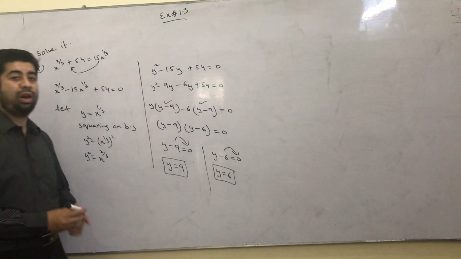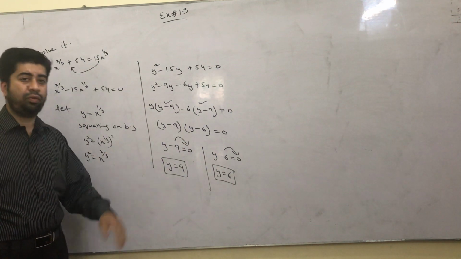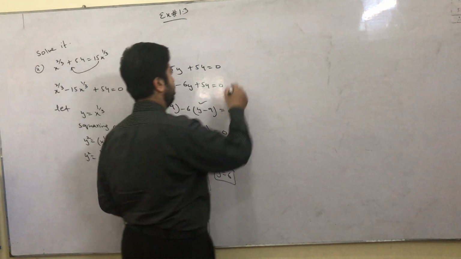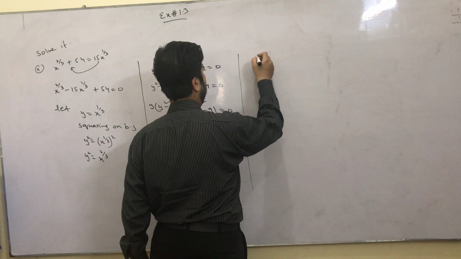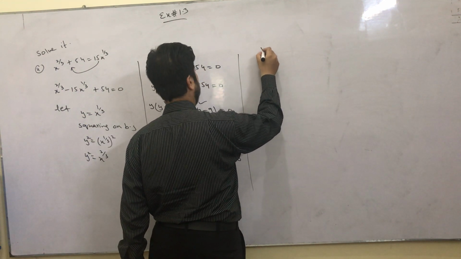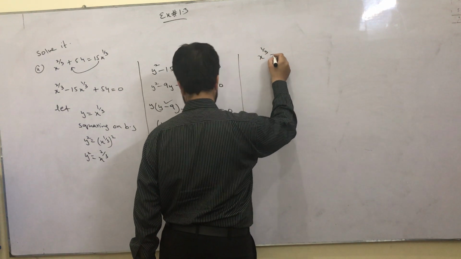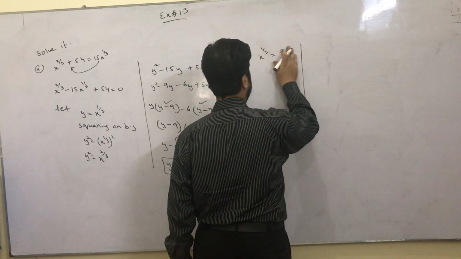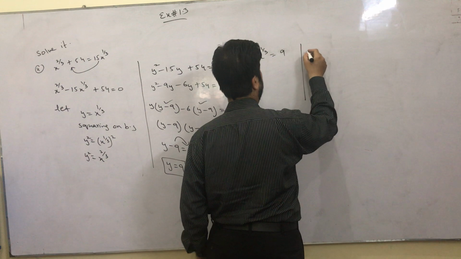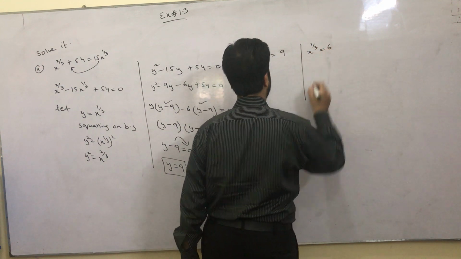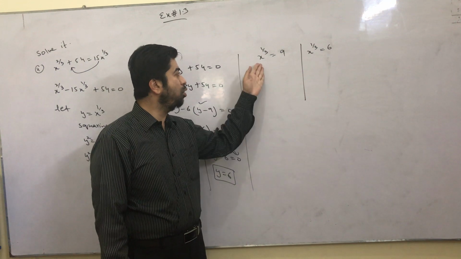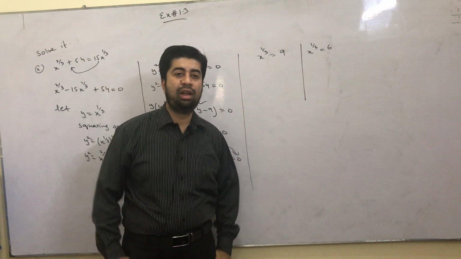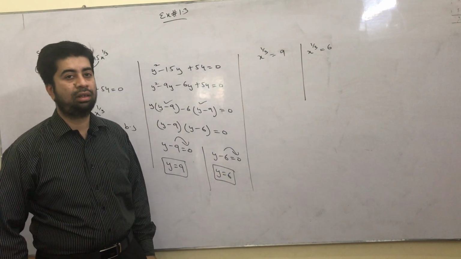But we have to find the value of x, not the value of y. For that purpose, replace y with its original value. So instead of y, I am writing x raised to the power 1 over 3 is equal to 9, and x raised to the power 1 over 3 is equal to 6. Is this the answer? No. This is the value of x raised to the power 1 over 3. But I need the value of x.